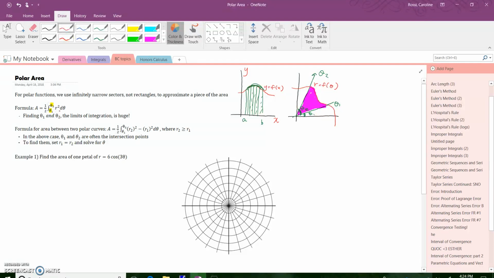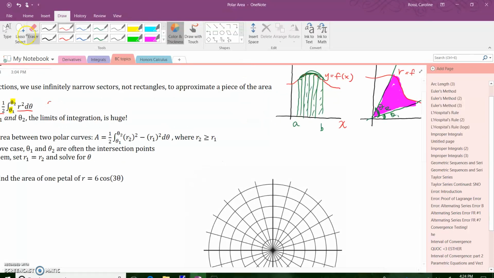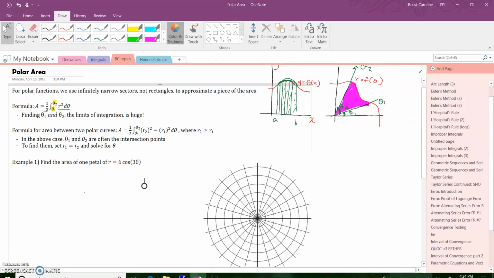Now in polar, the trickiest part is finding your bounds, theta 1 and theta 2. You're always going to use the same formula, 1/2 r squared d theta. Finding these limits is crucial. I'll spend time in the video helping you find theta 1 and theta 2 to set up the area for a polar graph. Write down this formula here. We'll be using that in the second half of the video.